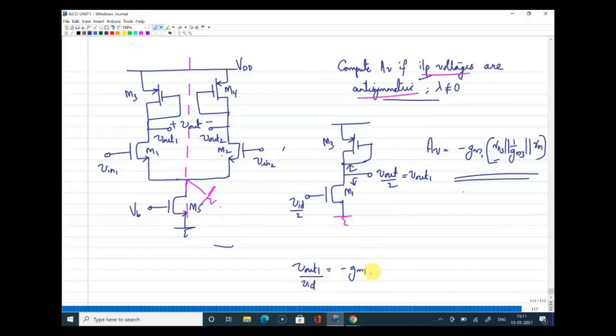If I write like this, minus GM1 by 2 into R03 parallel 1 by GM3 parallel R01. Is this clear? So what I am writing as Vout1 is voltage from here with respect to ground. Vout2 is also from this point with respect to ground. But we are not measuring like that. We are measuring Vout1 with respect to Vout2. So Vout1 and Vout2 are actually half of Vout.